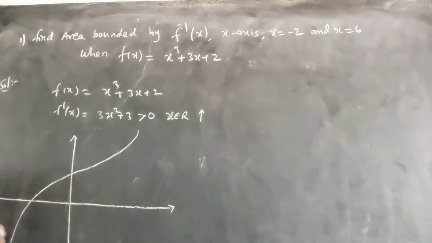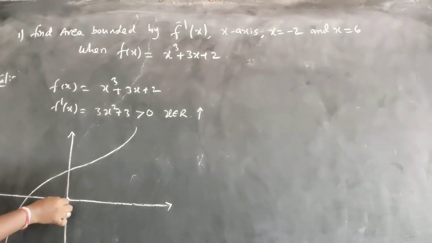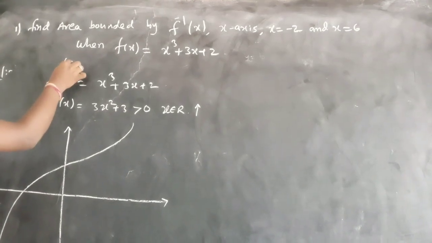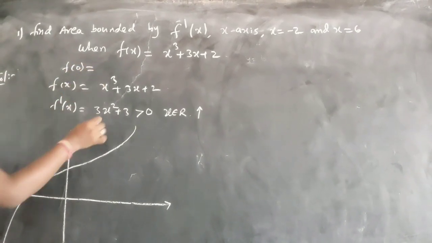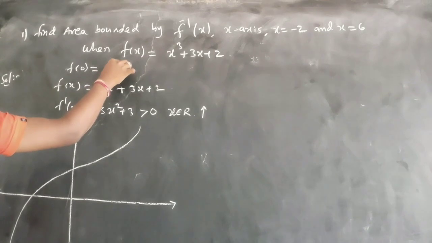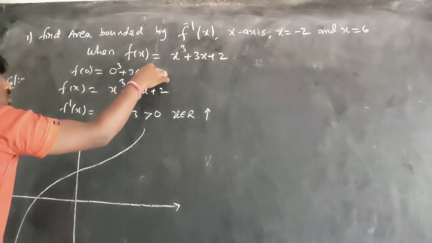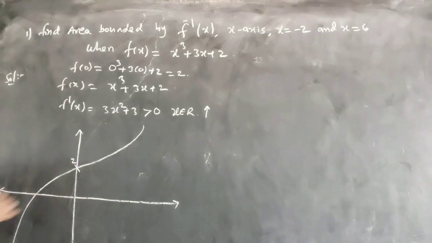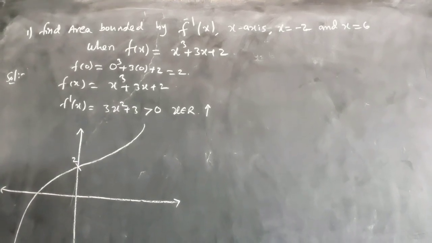And how to know where it is intersecting, here or here? Just substitute f of 0. If I substitute 0 cube plus 3 into 0 plus 2, I am getting 2. So it will cut at 2 and go. That is what you have to understand.